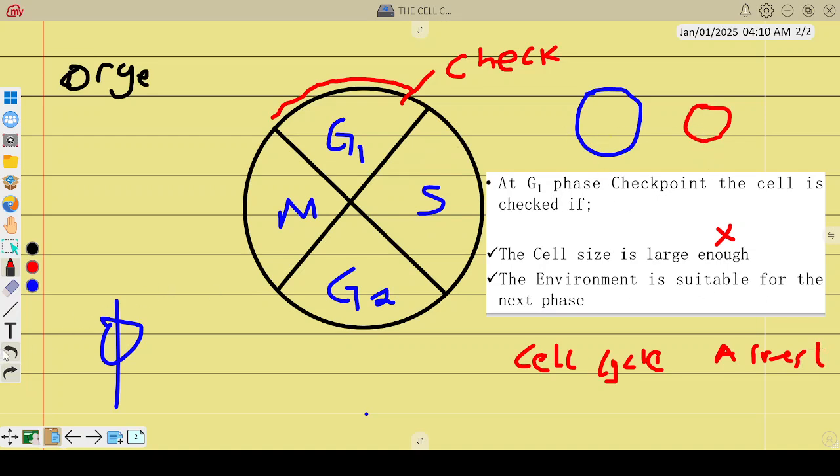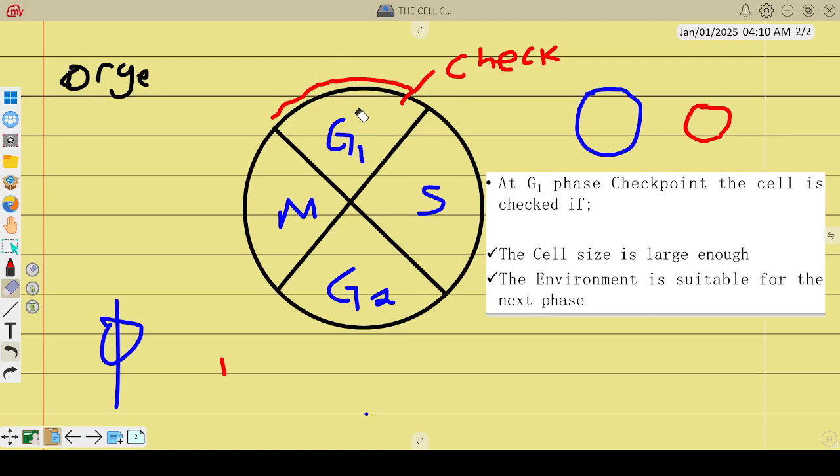Or in some cases, if the cell is small but it starts undergoing the S phase, there will be need for more protein synthesis, so that at least the cell is made to become bigger. So this is what happens at the G1 phase. It simply grows and there's a checkpoint. In the checkpoint, it will check if it's large enough and if the environment is suitable for the next phase.